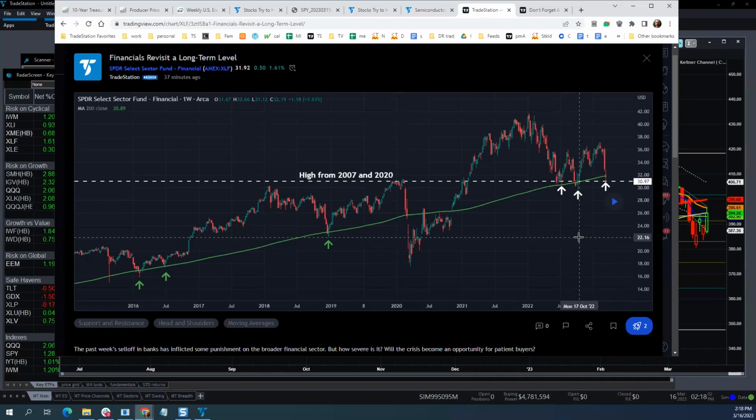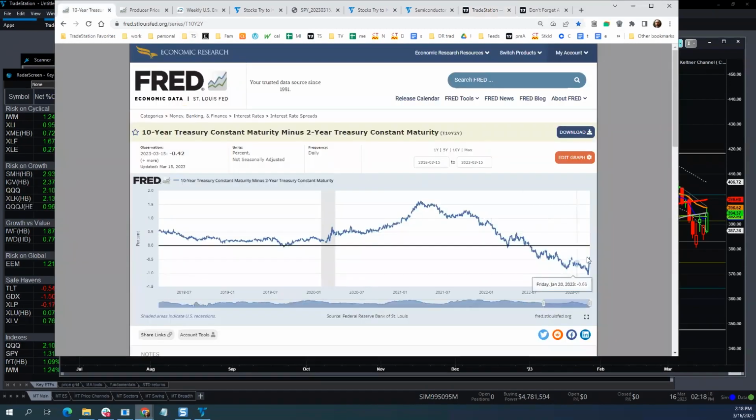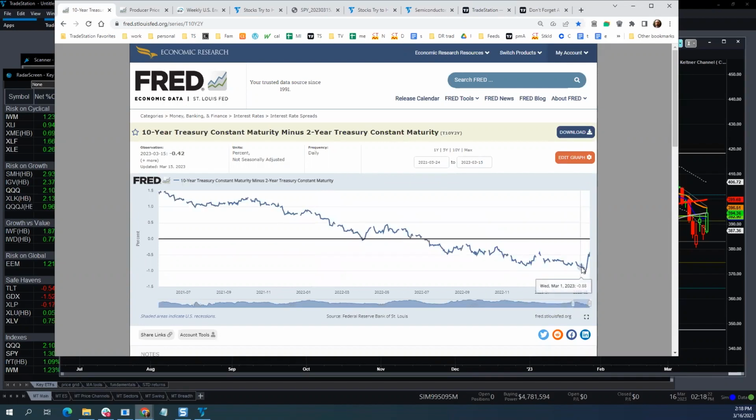So from my perspective, financials have really taken a beating. And the question is, where's the path of least resistance from here? Is it new lows? I don't know. I think when you look at some of these, they have a lot of bad news priced in. Now, another thing that's interesting is here's the yield curve. Look at how much it's steepened in the last week or so.